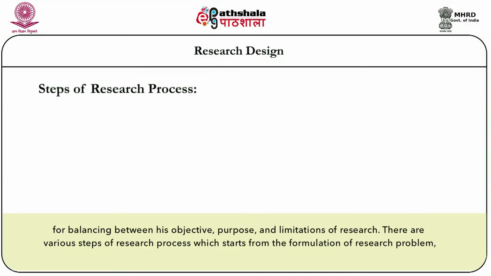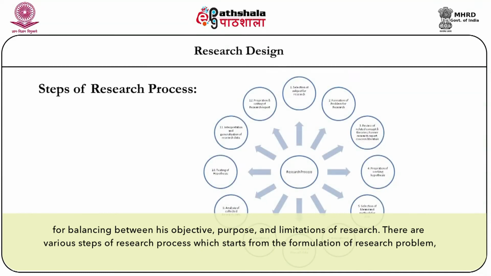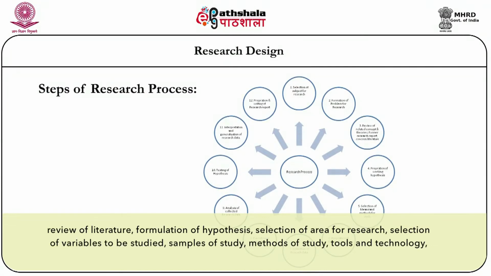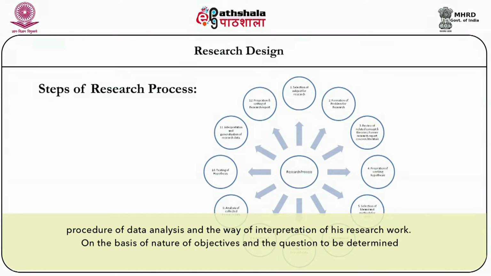There are various steps of research process which start from the formulation of research problem, review of literature, formulation of hypothesis, selection of area for research, selection of variables to be studied, samples of study, methods of study, tools and technology, procedure of data analysis, and the way of interpretation of his research work.